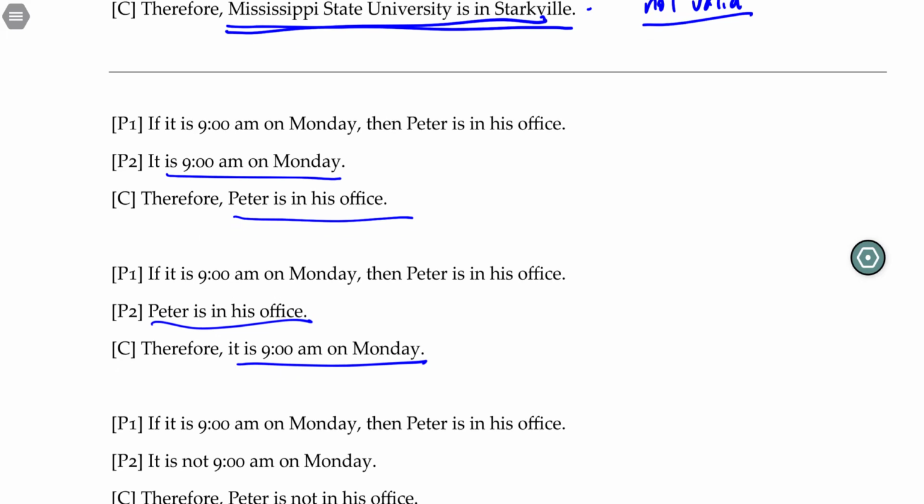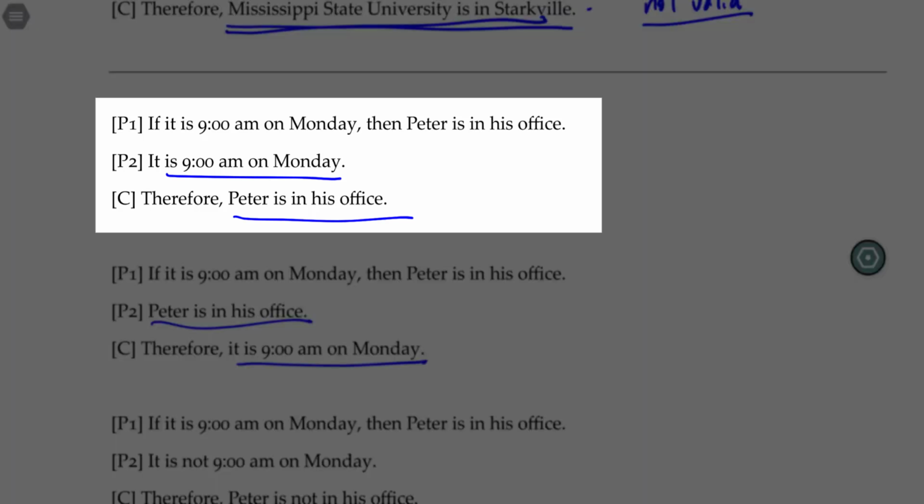Okay, one more thing to mention about the conditional is that you can think of it as a rule. And it's a rule that says if the antecedent happens, then the consequent has to happen. Or in other words, if the first thing happens, then the second thing has to happen. Okay, well, so if this rule is in force and the antecedent has happened, then we know that the consequent has to have happened. Therefore, this argument is valid.